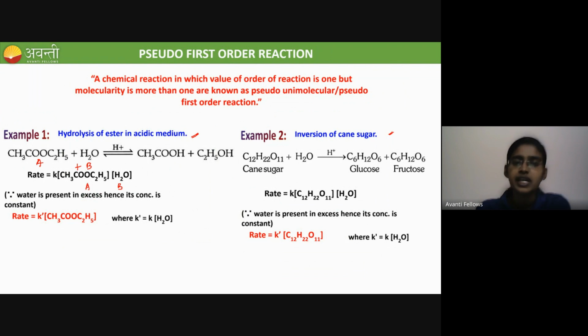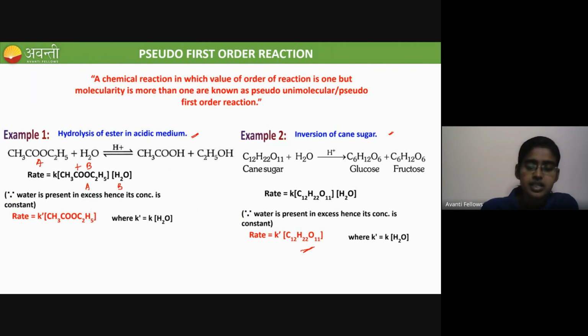In the case of cane sugar also, you see cane sugar is reacting with water. So 2 reactants are there, but only one reactant concentration, that is only the sugar concentration, is taken. Water is present in excess again. So it is another example of a pseudo first order reaction.